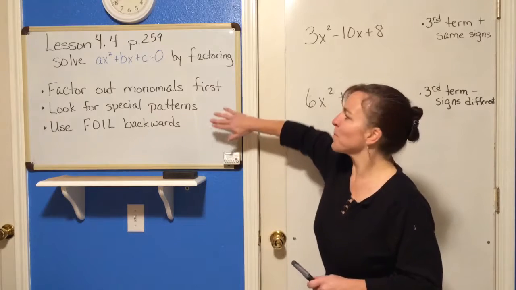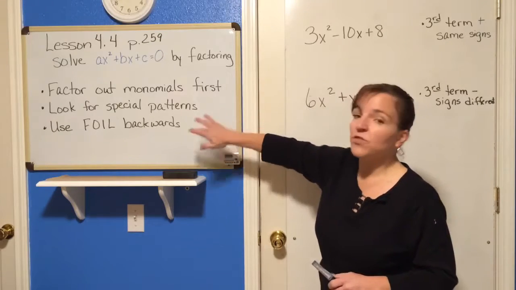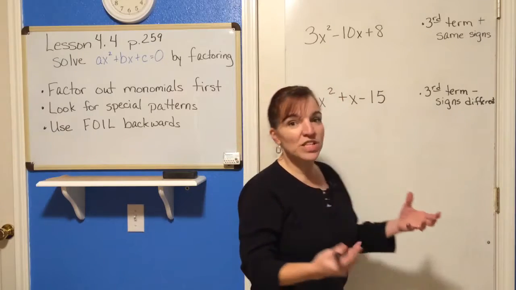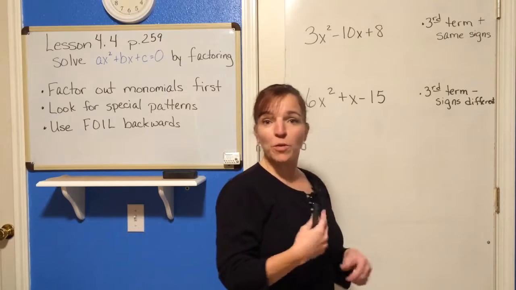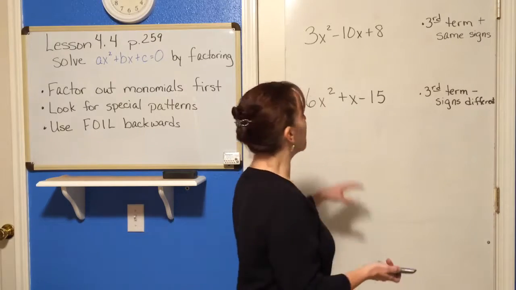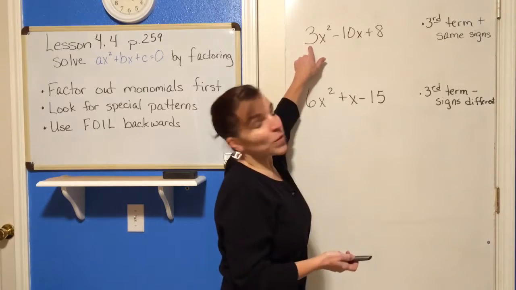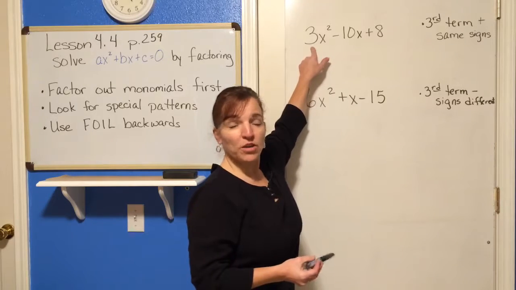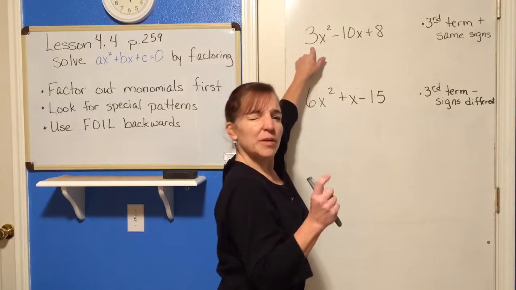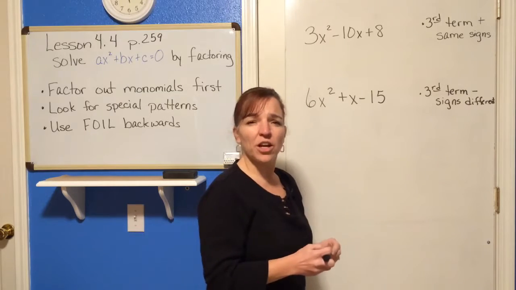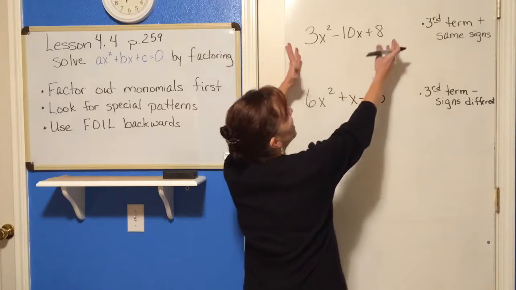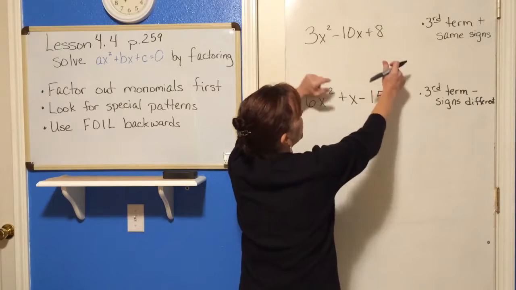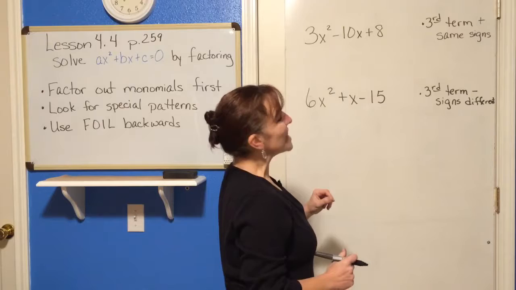So what we're going to learn first is making sure that we're using that FOIL backwards, just like we did when we had ax squared plus bx plus c equals 0. The difference is now we have a term in front of our x squared, and it just adds a little bit more of a dimension in our puzzling. So what we're going to do is factor 3x squared plus 10x plus 8.